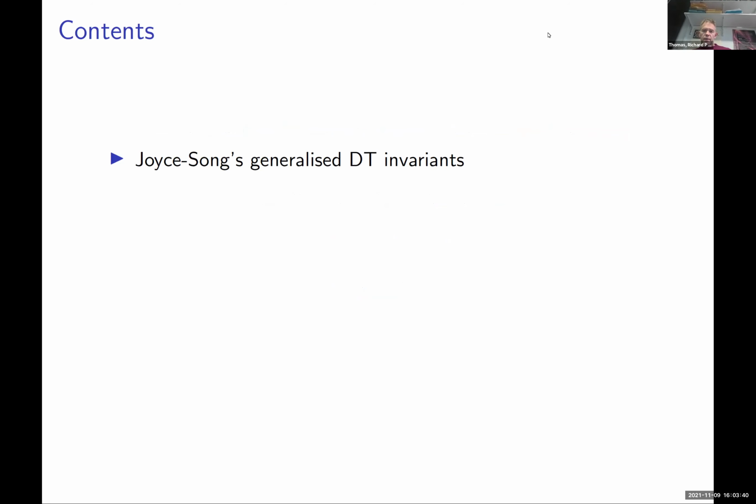Let me try and get rid of this floating meeting control. Okay, that's better. So I'm going to start off by reviewing DT invariants, but I won't give too much detail. I'll just tell you how to think about them. That would be an entire lecture course to explain them properly.